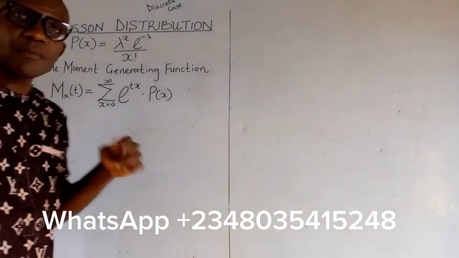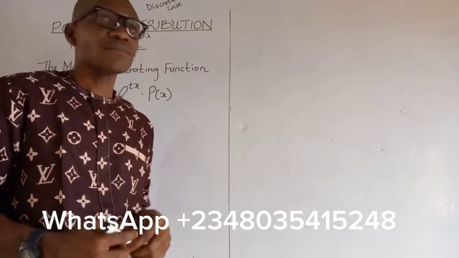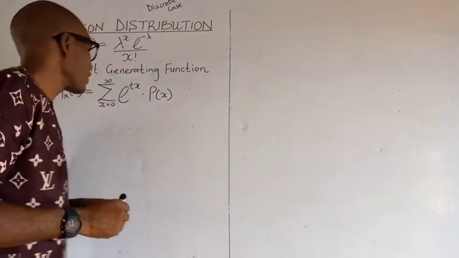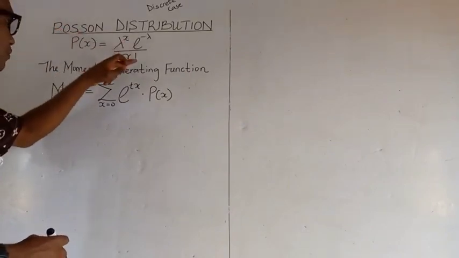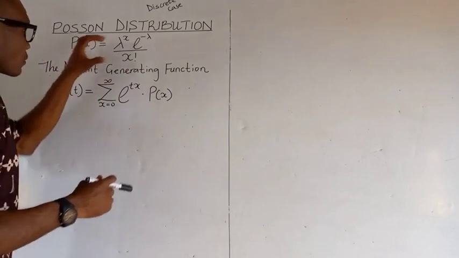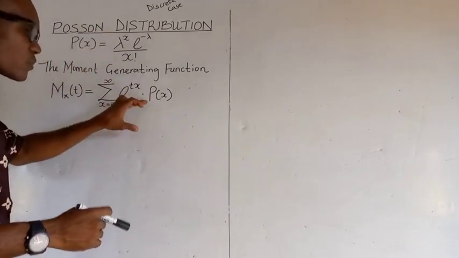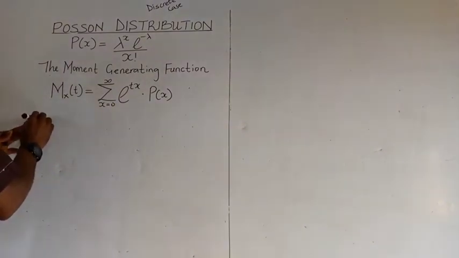How to obtain the moment generating function for the Poisson distribution. Of course, this is a discrete case. It's quite simple. This is the distribution, and this is the moment generating function. So what we do is just to take the distribution and put it into the moment generating function. How do we go about that?